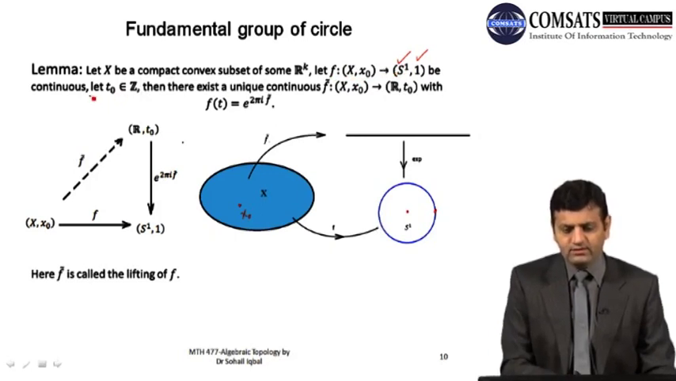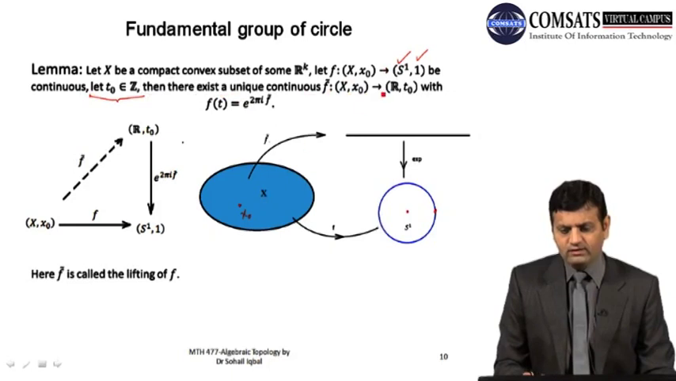And t0 is any integer, then there exists a unique continuous function f tilde from x0 to R, t0. So this is the real line, and let's say this is the point t0. Okay, with f of t equal to e raised to power 2 pi i f tilde.